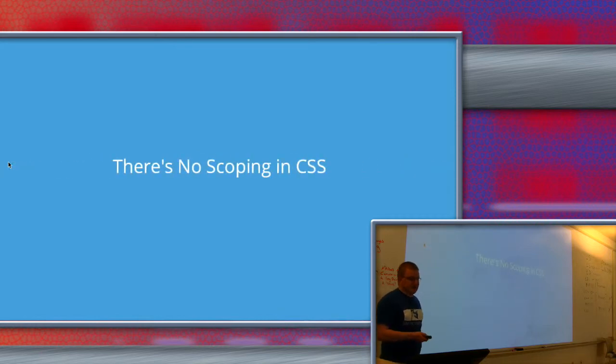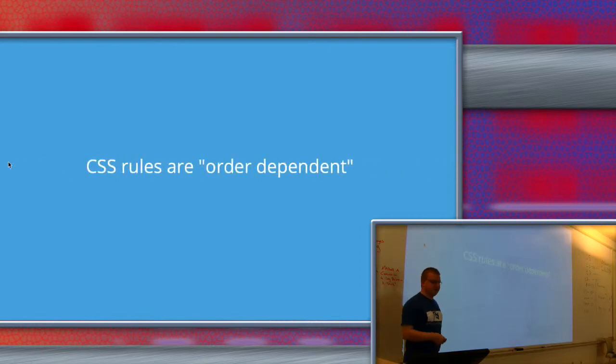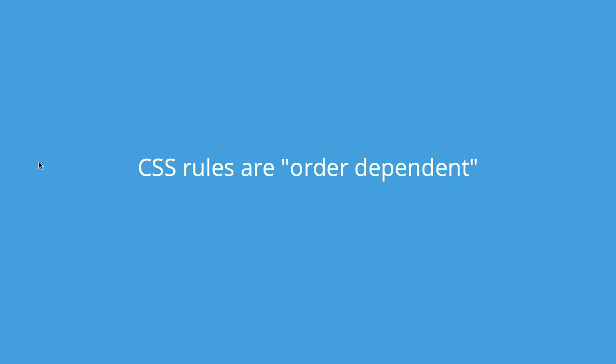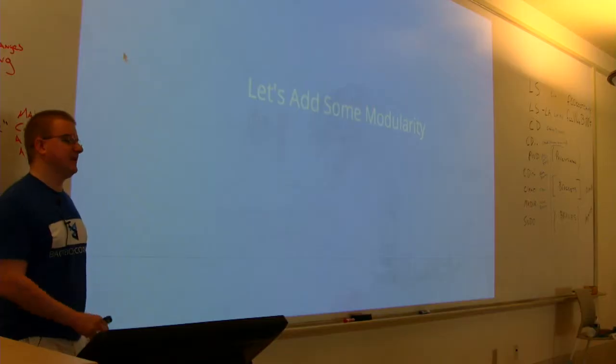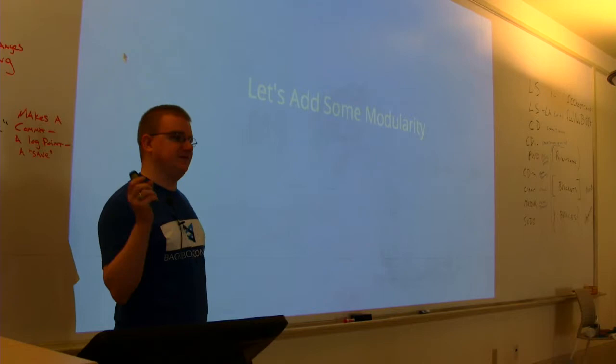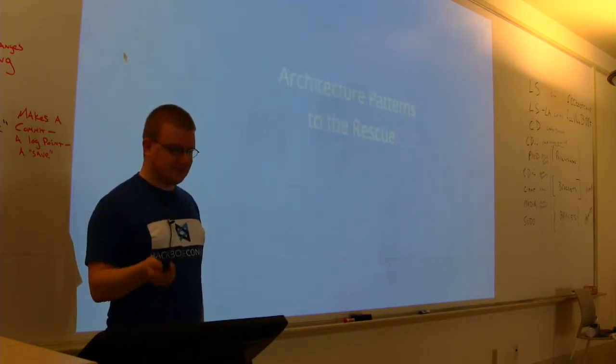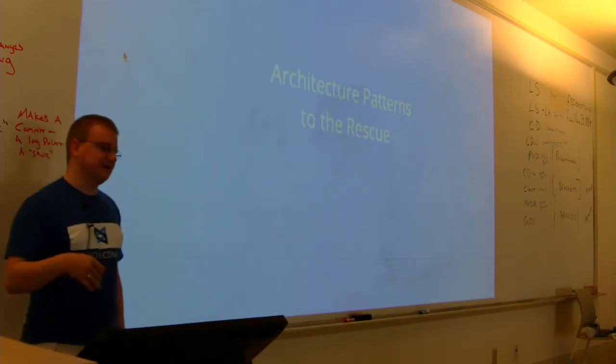And this is the challenge. This is what we have to figure out a way around. CSS rules are order dependent. We can't just throw our modules anywhere and expect them to work like we could, for example, with JavaScript. They're very dependent on how they're ordered. So how can we add some modularity? How can we do this without web components, without Shadow DOM? How can we do this with technologies that we have available today or available 5 years ago? How does that work? And the answer is architecture patterns.